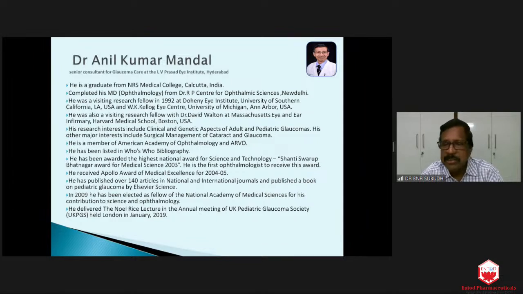He has been awarded the highest National Award of Science and Technology, the Shanti Swarup Bhatnagar Award for Medical Science in 2003. He is the first ophthalmologist to receive this award. Congratulations, sir. He received the Apollo Award for Medical Excellence for 2004-2005. He has published more than 40 articles in national and international journals and published a book on pediatric glaucoma by Elsevier Science. In 2009, he was elected Fellow of the National Academy of Medical Sciences for his contribution to science and technology. And he delivered the Noel Rice Lecture in the annual meeting of the UK Pediatric Glaucoma Society held in London, one of the first of its kind, in 2019.